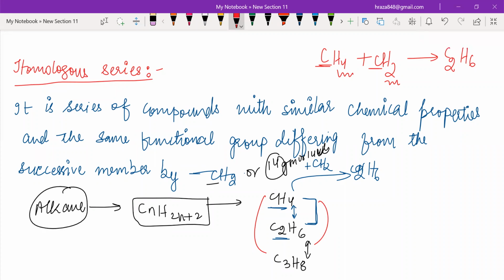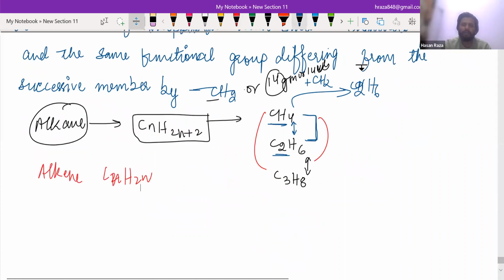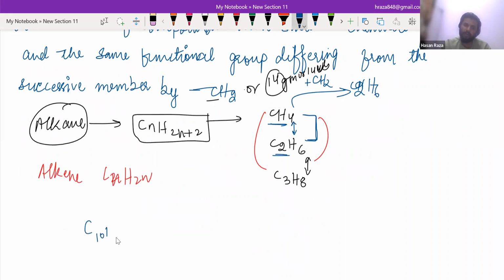In the same way, there is another family that is alkene, and it has a general formula CnH2n. Another family is alkyne. So if I ask you whether they are from the same family, homologous series of each other or not, just let me know. Let this be C10H22 and this be C30H62. Do they belong to the same family group?